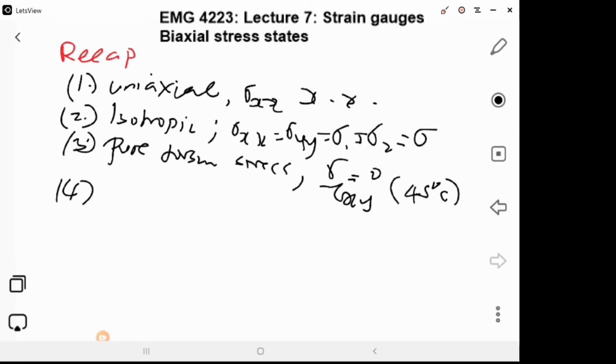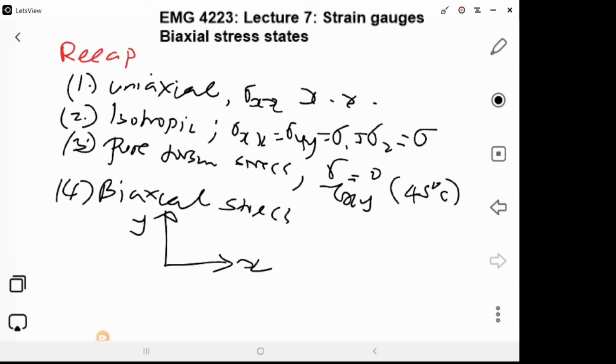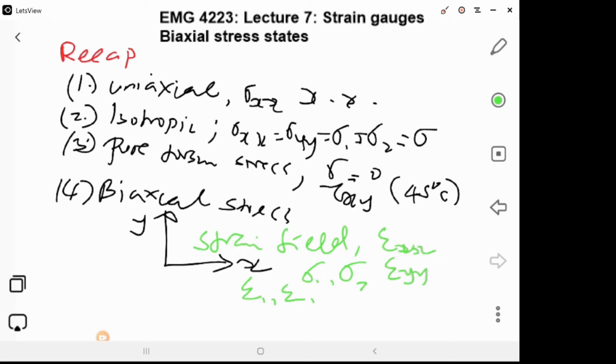So the fourth case now, which we are going to discuss, is the biaxial stress state. In this case the loading occurs in two axes, say x and y, and is defined by the strain field. The strain field is defined by the strains in those directions, the principal stresses, the principal strains, and so forth.